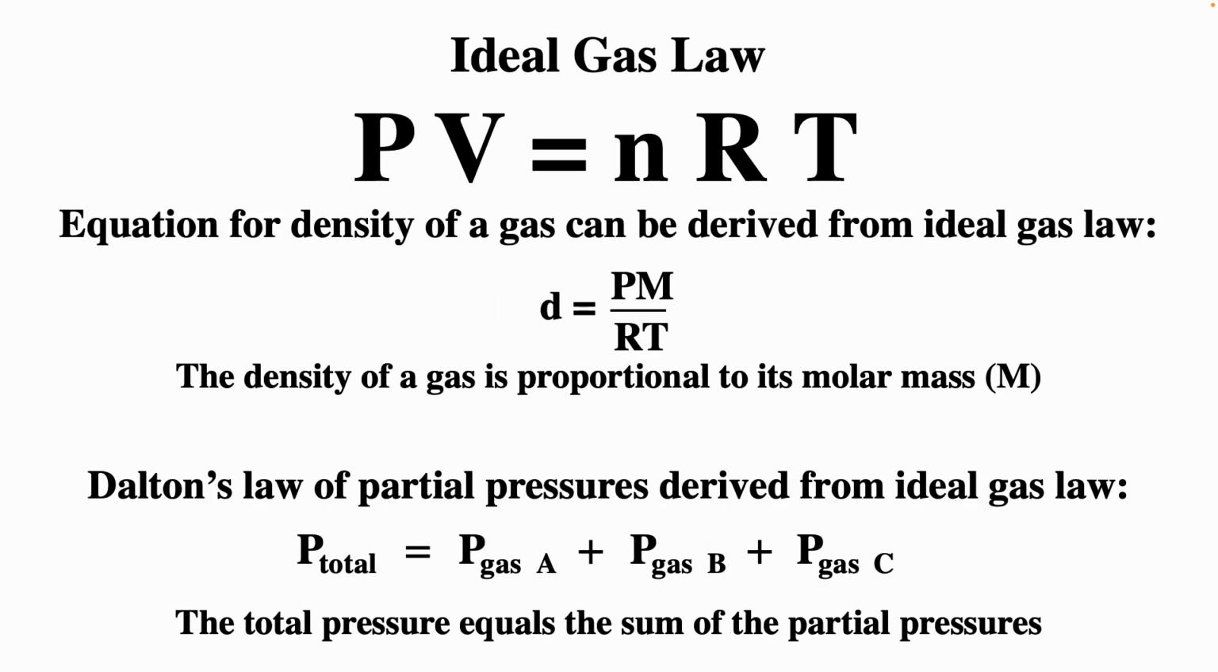We also used the ideal gas law to derive an equation for the density of a gas, and we found the density of a gas is equal to pressure times molar mass divided by the gas constant and temperature. And we also used the ideal gas law to derive Dalton's law of partial pressures, which just says that the total pressure is equal to a sum of the partial pressures.